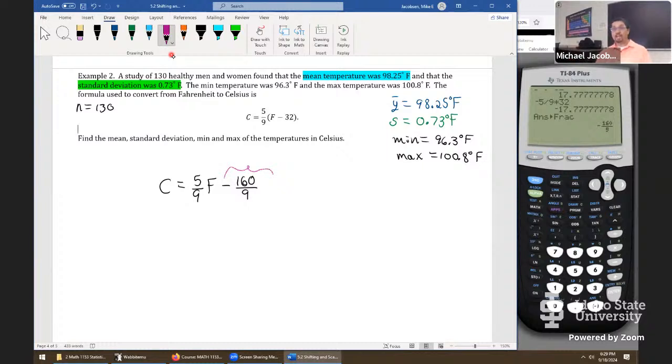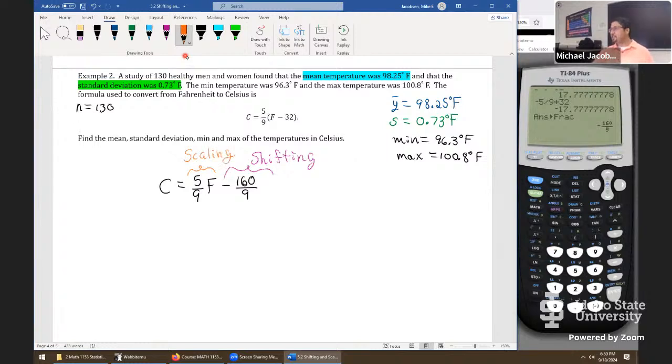That's shift by subtracting 160 ninths from all the data values, which means you'd be subtracting it from all these values when you get to that part of the formula. So this is shifting. Shifting means adding or subtracting the same number to everything. What about this? That's multiplying, right? So that would be rescaling. Rescaling is multiplying or dividing everything by the same quantity. So we'll call this scaling.